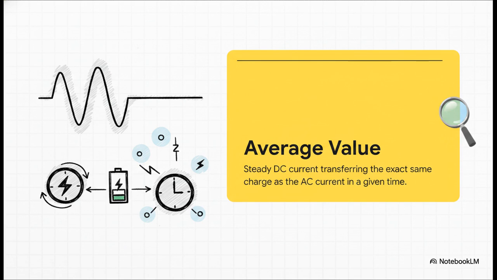Think about it this way. Alternating current is this constantly moving target, changing magnitude and direction. The average value, which you'll also hear called the mean value, is defined as the steady, unchanging amount of DC current that would transfer the exact same amount of electrical charge across a circuit in the exact same amount of time as our fluctuating AC current. Basically, it's the DC equivalent for charge transfer.